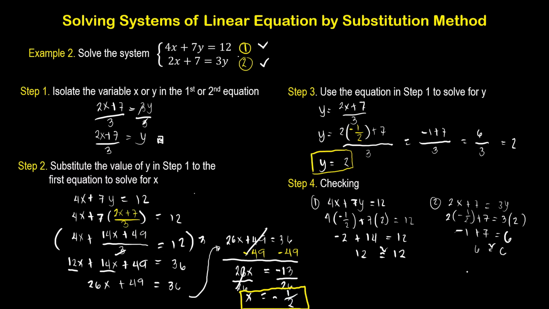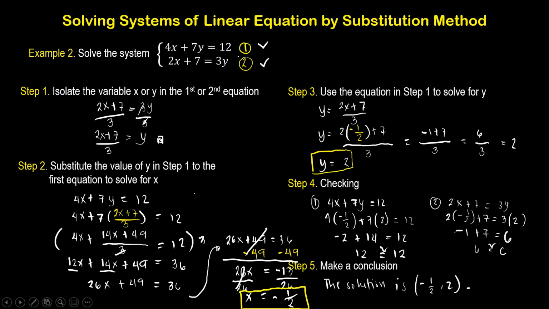So, therefore, for our conclusion, the solution to the given system is, of course, let's start with the x coordinate, which is negative 1/2, and the y coordinate, which is 2. So that's the answer to our last problem or example. So that's how you solve systems of linear equations if you are going to use the substitution method.